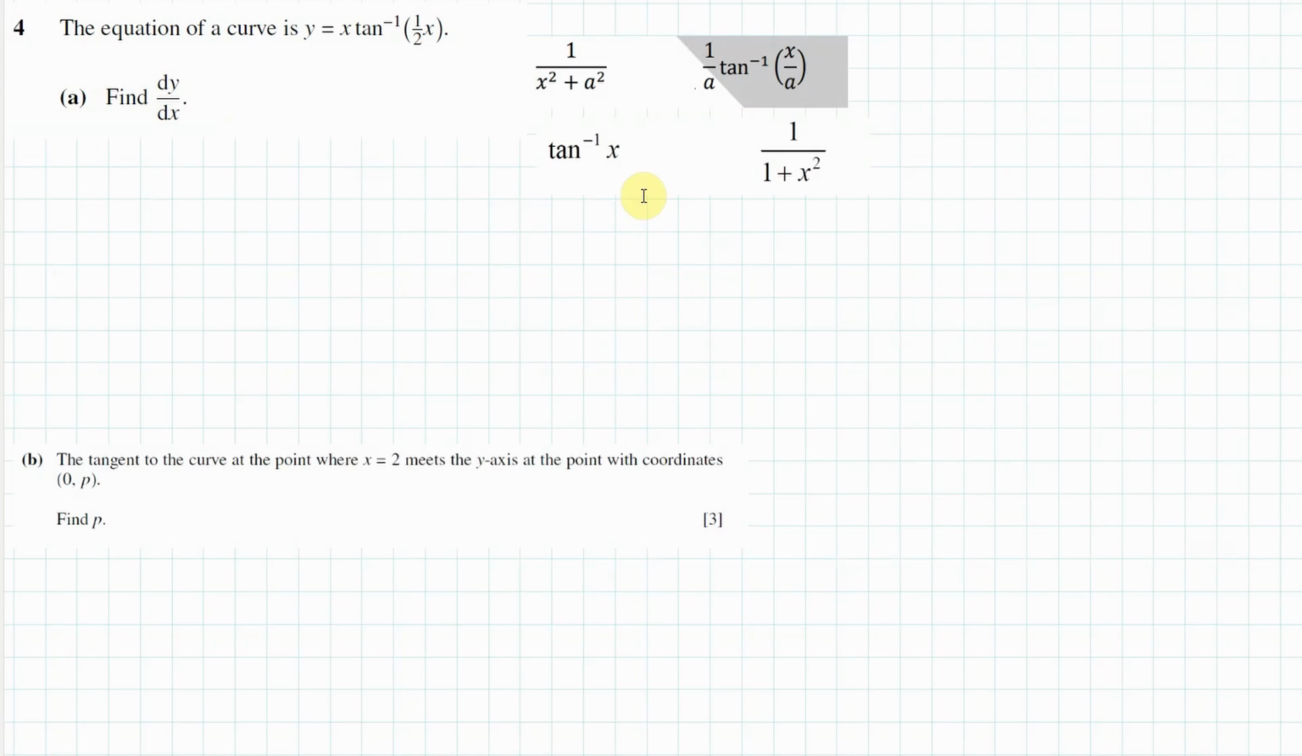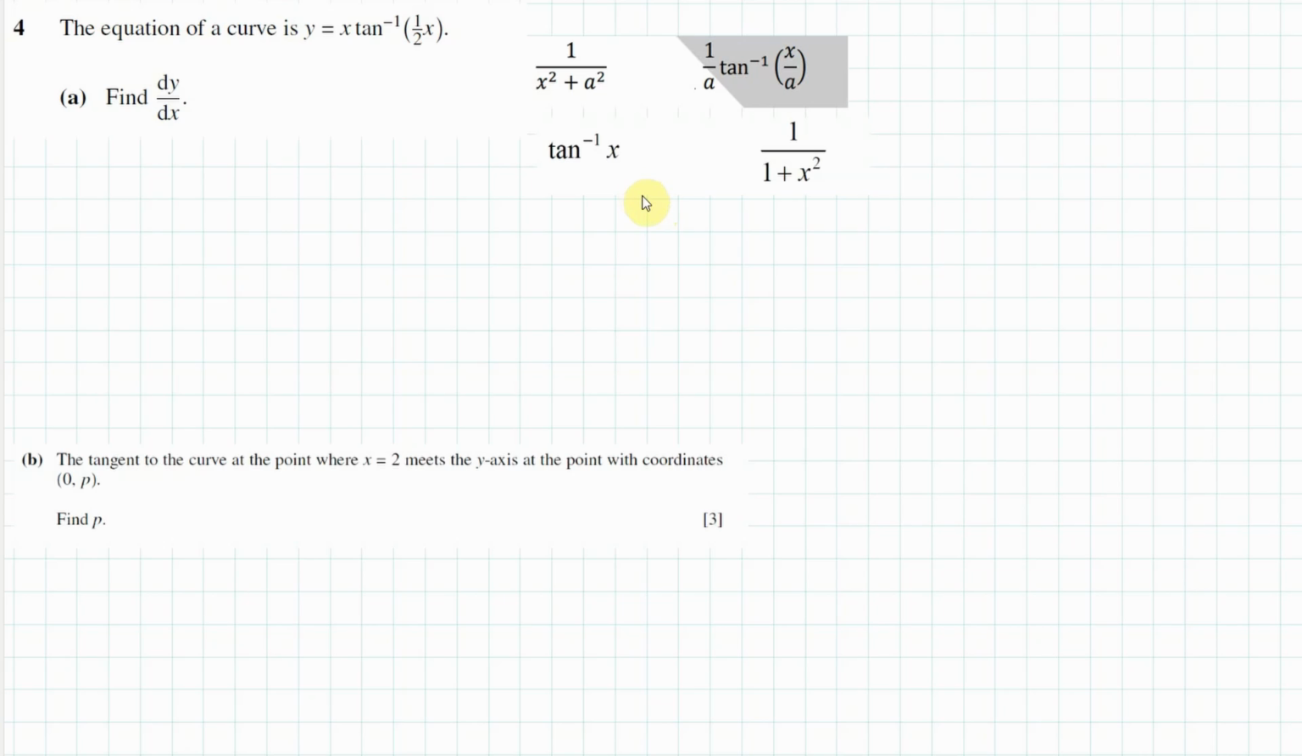So team, we come to question 4 today. The equation of a curve is y is equal to x multiplied by inverse tan of 1/2 x, and our first job is to find dy/dx. Now, a lot of you had trouble with this. I don't think anyone managed to get full marks on this.